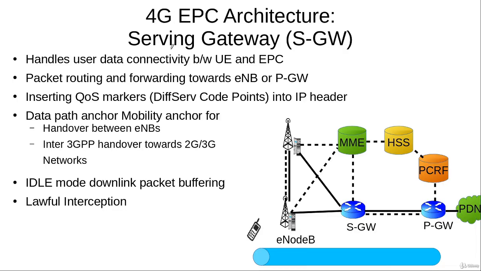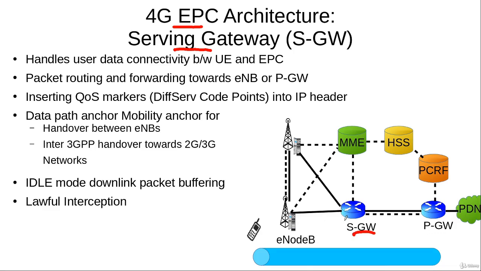Now we discuss the functions of serving gateway in the 4G core network. We know that once an EPS bearer has been established between the user equipment and the 4G core network, then the exchange of user data can take place over this EPS bearer between the user equipment and the 4G core network. Now on the 4G core network side, the entity that is responsible for exchanging the user data with the user equipment is the serving gateway.